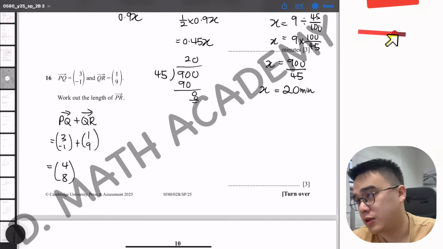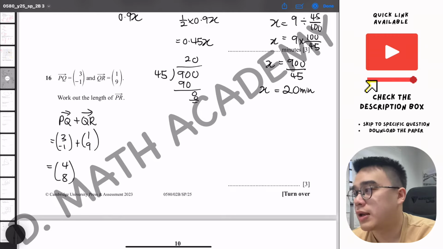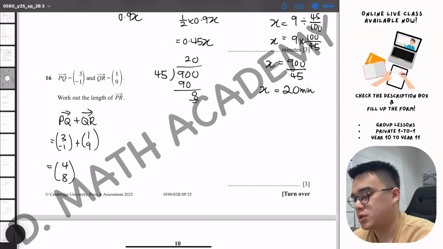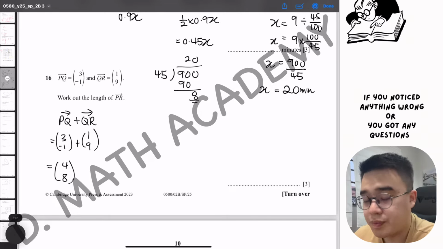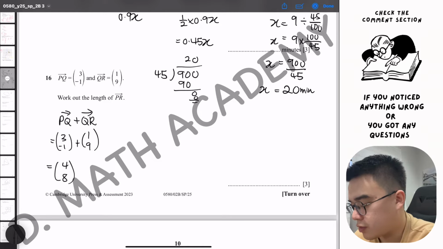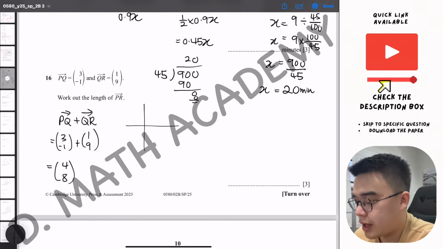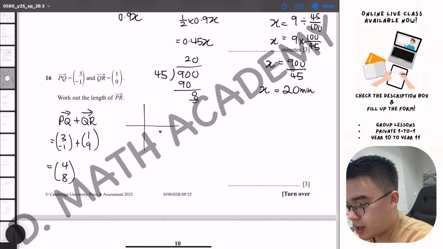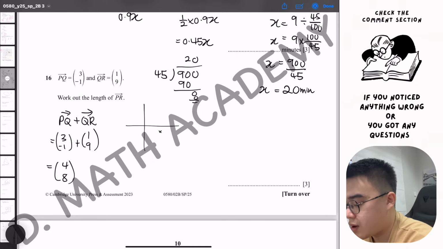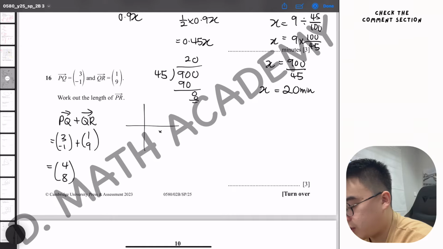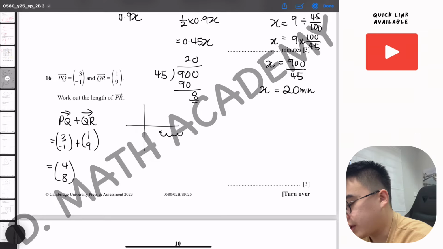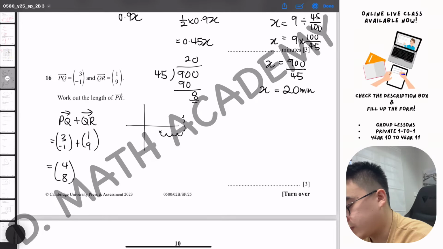But please take note that do not just stop here, because they are asking us for the length of PR actually. Just to help you to picture it, if I were to draw the grid, currently P was here, and then our R is located at 4, 8. From P to R, 4 steps here, 1, 2, 3, 4, going up by 8 steps, 1, 2, 3, 4, 5, 6, 7, 8.